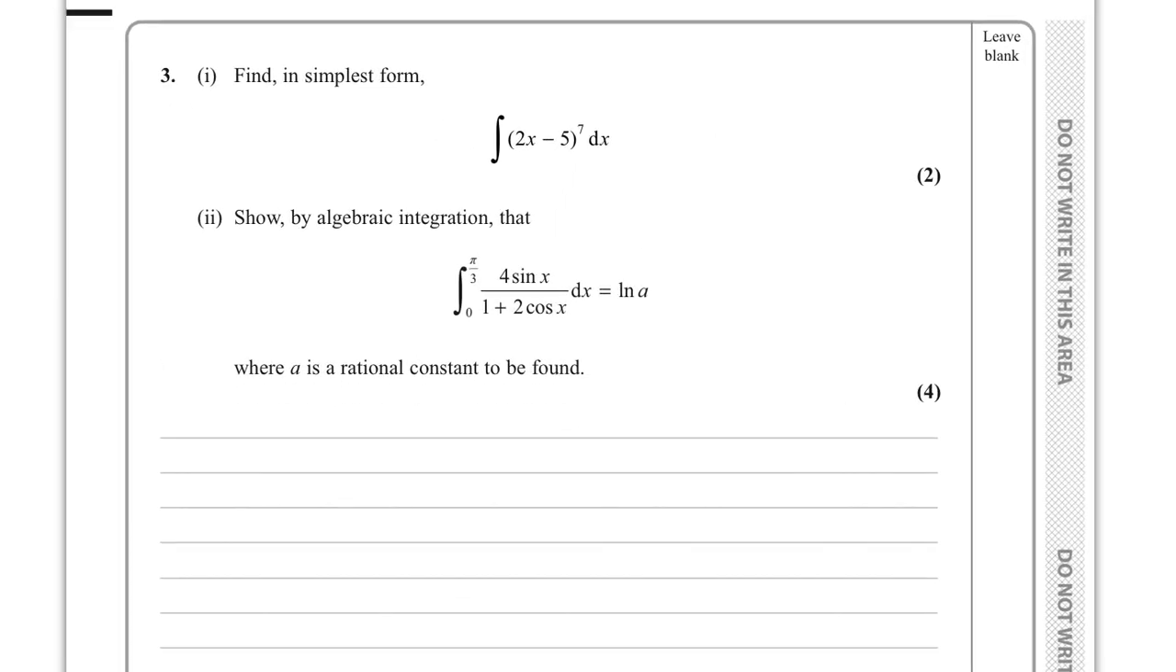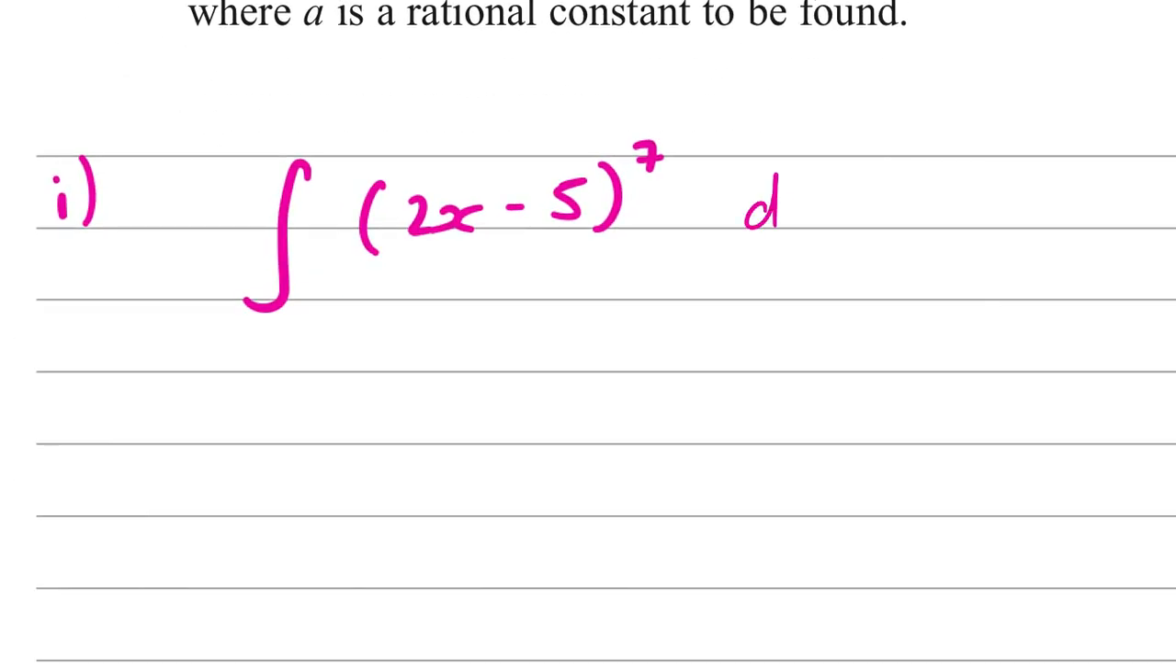Part I. So, integration of (2x minus 5) to the power of 7 with respect to x. Okay, so when we integrate, we increase the power by 1, which is 8, and divide by the new power. So we're going to do that to the bracket. Then we know we have chain rule here, so we also need to divide by the differential of the bracket.